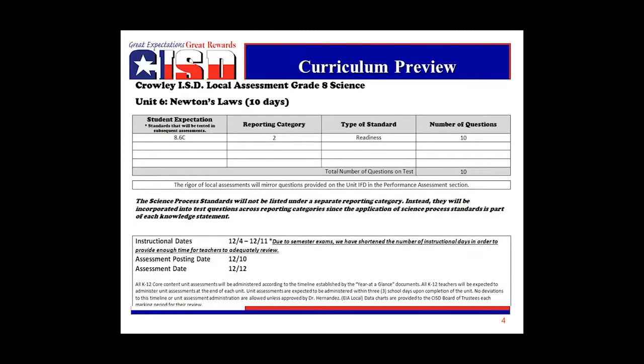Now take a moment to review the Unit 6 Local Blueprint Assessment, noticing that we will post the Unit 6 assessment early due to final exams. Please feel free to administer the assessment as early as December 12th.